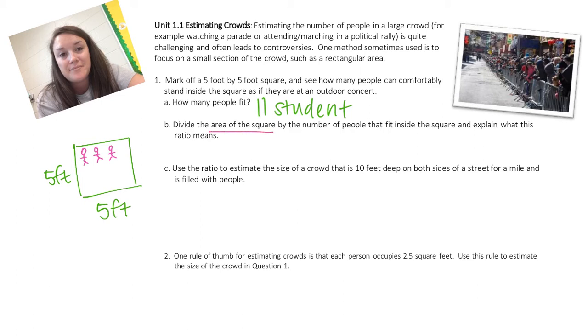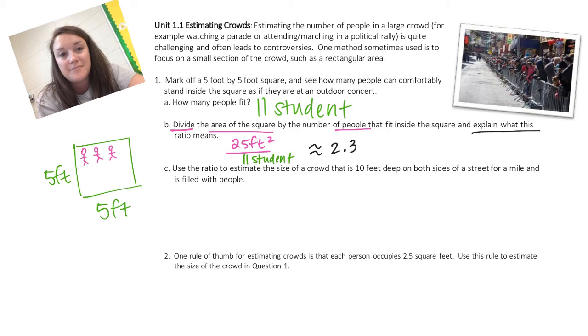All right, so then part B says divide the area of the square. So if I've got a 5 by 5 foot square, what's the area of the square? 5 times 5, 25 feet squared. And I need to divide that number by the number of people that were able to fit inside the square. So I just told you it was about 11 students. So we're going to divide those two numbers, and you're going to get about 2.3, okay?